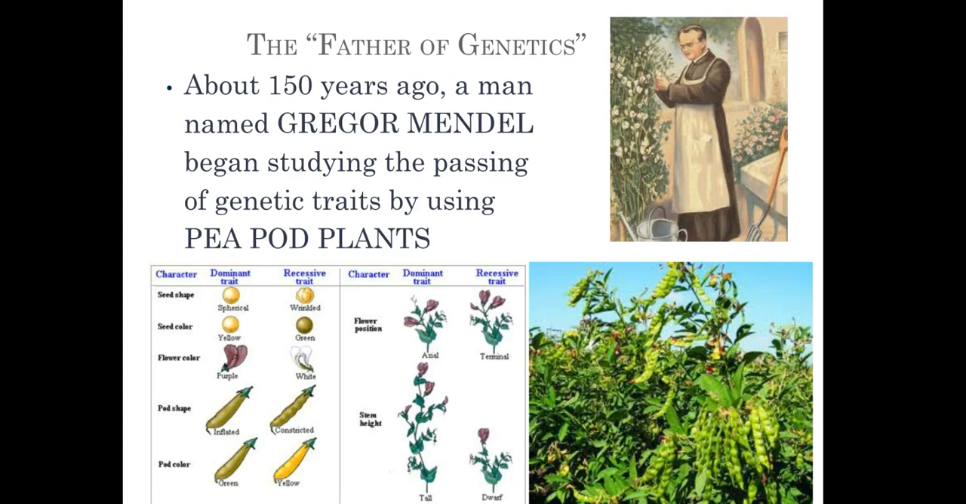He noticed that sometimes the flowers were purple and sometimes the flowers were white, and most of the time the pods themselves were green, but every once in a while they were yellow, and he was fascinated about why this was.